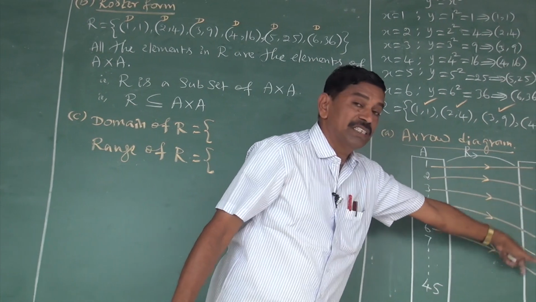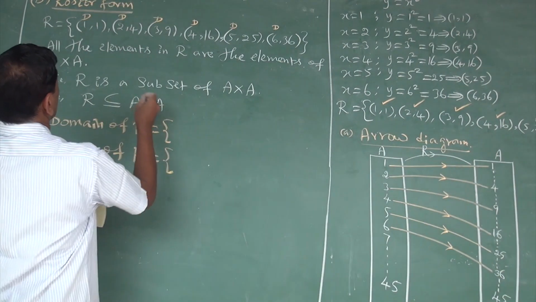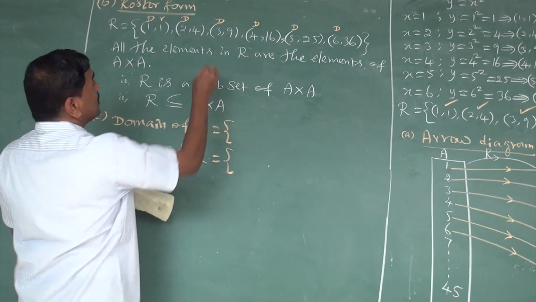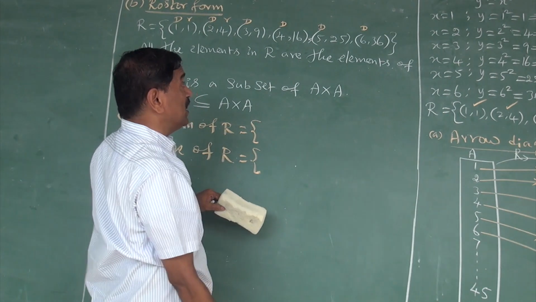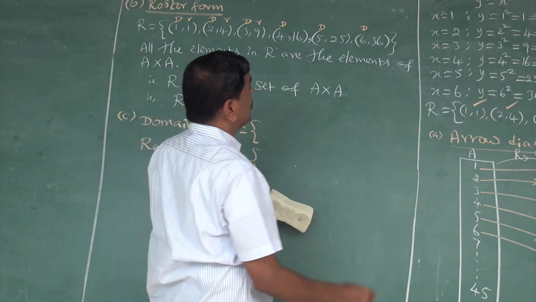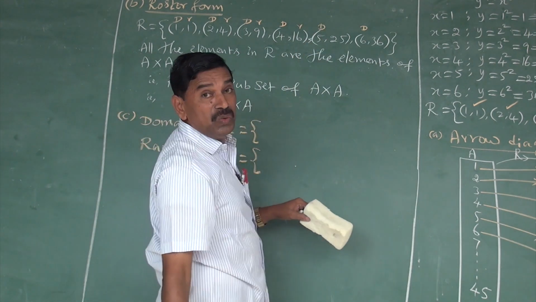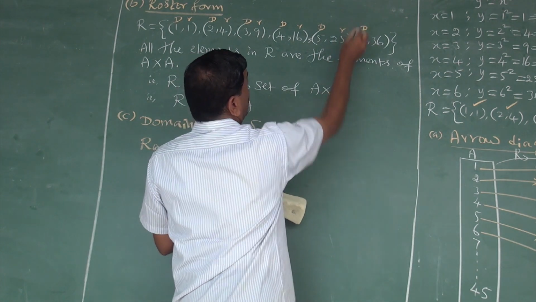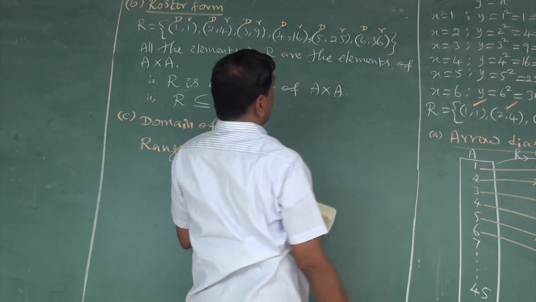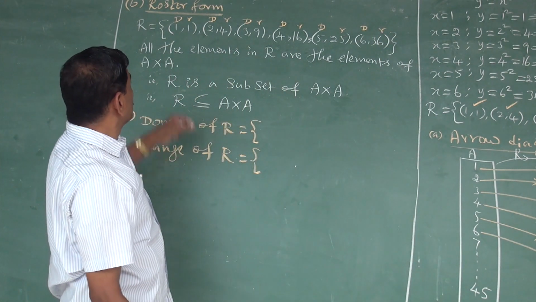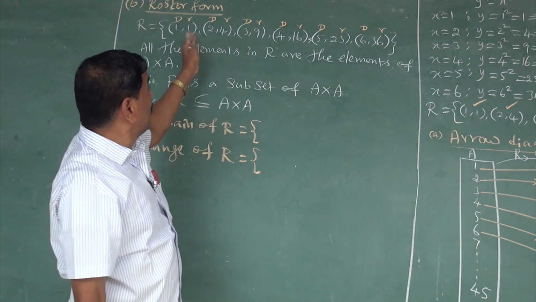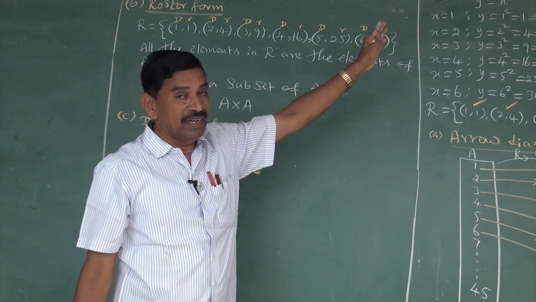And in ordered pairs, the first elements are domain and the second elements are range. So using pencil work, second element 1 belongs to range. Next, second element 4 belongs to range. Second element 9 belongs to range. Next, second element 16 belongs to range. Second element 25 belongs to range. Next, second element 36 belongs to range. Now here the first elements are the domain and the second elements are the range.